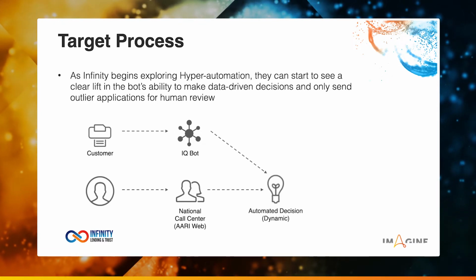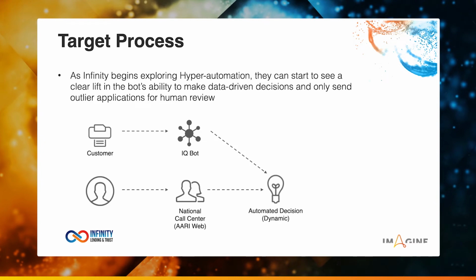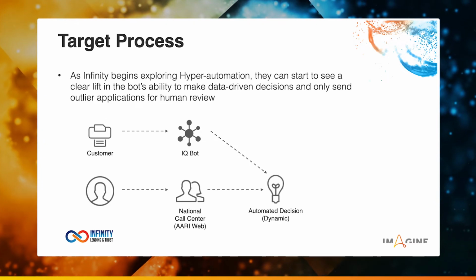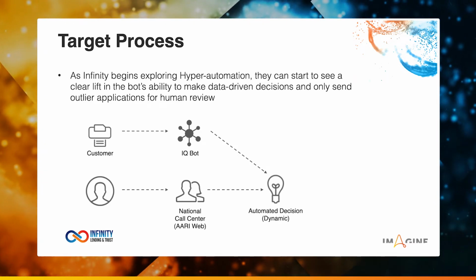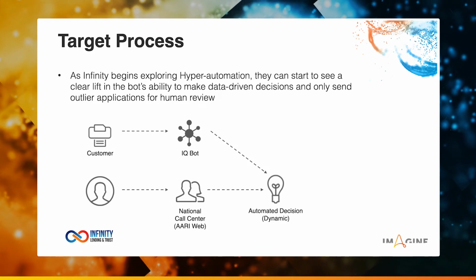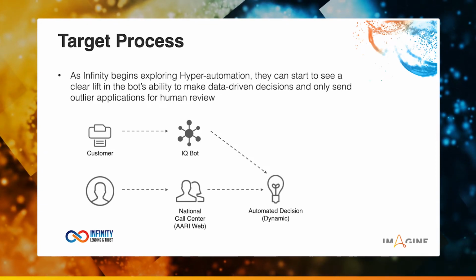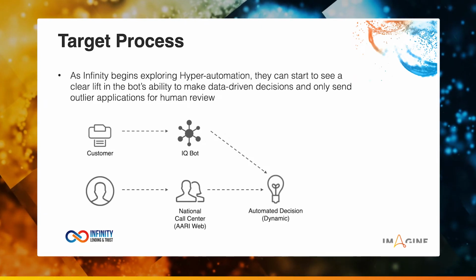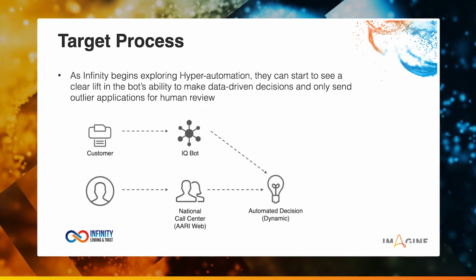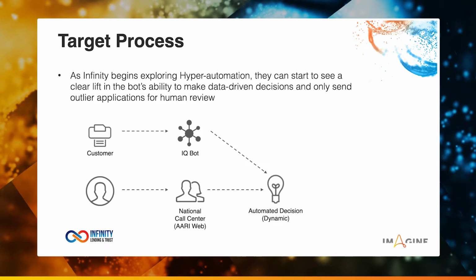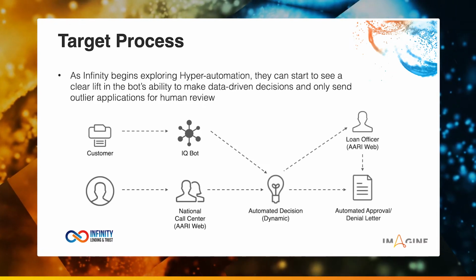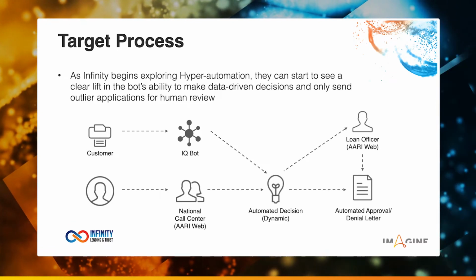Our next step is sending that data to our automated decision, right? And that's our bot that's going to allow us to run that smart package that's going to invoke the model and make a determination about that loan. Like I mentioned before, we have a threshold that we've set up. We said, hey, if you're not 78% confident on either the yes or the no, we need to send that to a human. And so that's where we invoke that loan officer through AARI Web, just like we saw before.